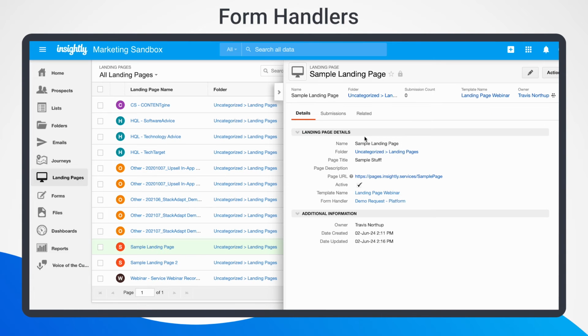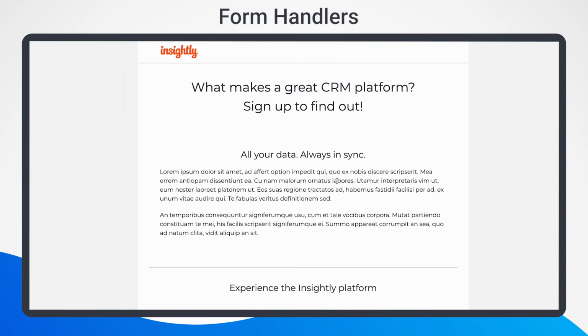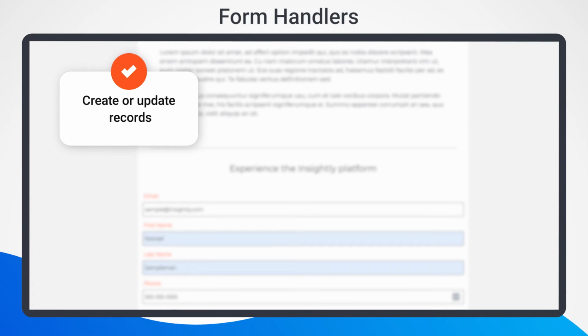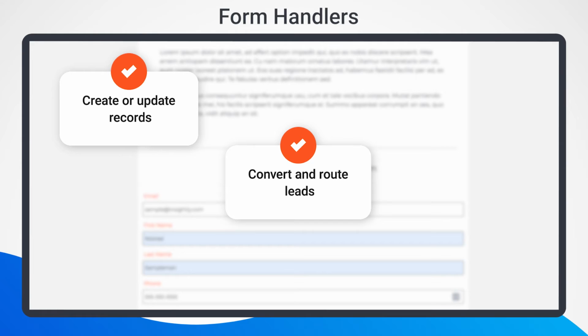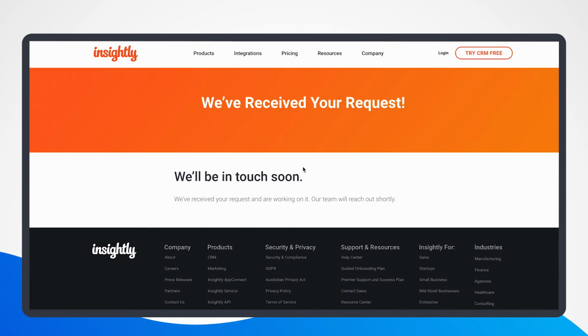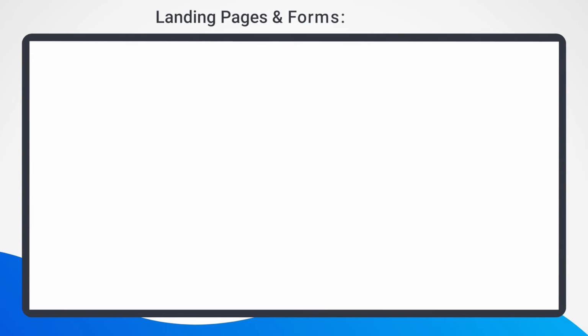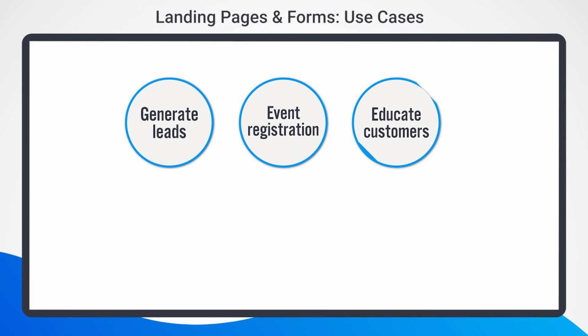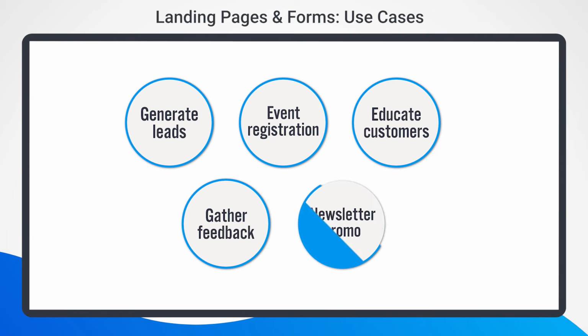Once people start filling out the form on your landing page, you can use that newly captured prospect data to create or update records, convert and route leads, and kick off automations that drive your revenue generation goals forward. Insightly Marketing customers use landing pages and forms to generate leads, facilitate event registration, educate customers about new products or services, gather customer feedback, drive newsletter subscriptions, and more.